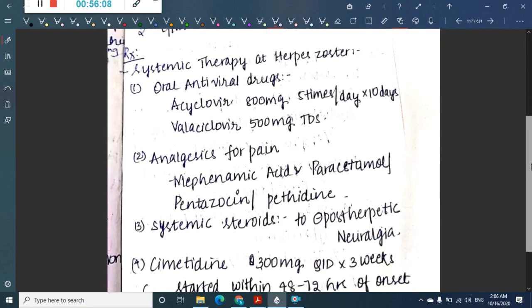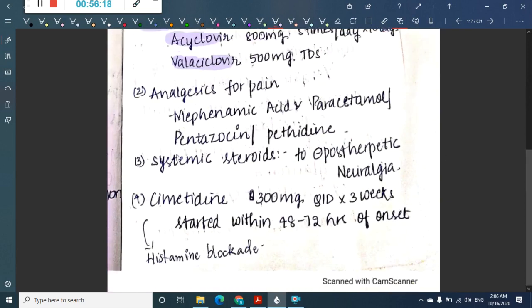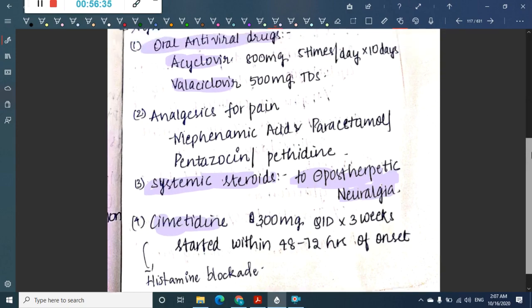Next, how are you going to treat it? Treatment is important. Obviously you should give oral antiviral drugs like acyclovir and valacyclovir. You can give analgesics for pain. Systemic steroids can be given to inhibit post herpetic neuralgia. Then for histamine blockade, you can give cimetidine.